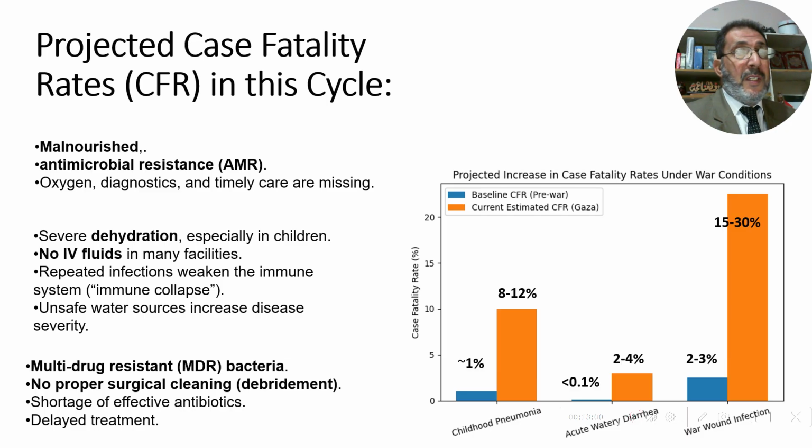Projected case fatality rates in this cycle in cases of malnourishment. I think the diagram, the blue bars versus the orange bars. The blue bar is the before-the-war baseline, and the orange is the current estimated CFR after the war. One of the factors is again the environment and malnourishment. There is an increase in the CFR in childhood pneumonia, acute watery diarrhea, and war wound infection, and this increase is very huge and really should be considered as a killer that can no longer be stopped if we don't stop the conditions that created this killer.